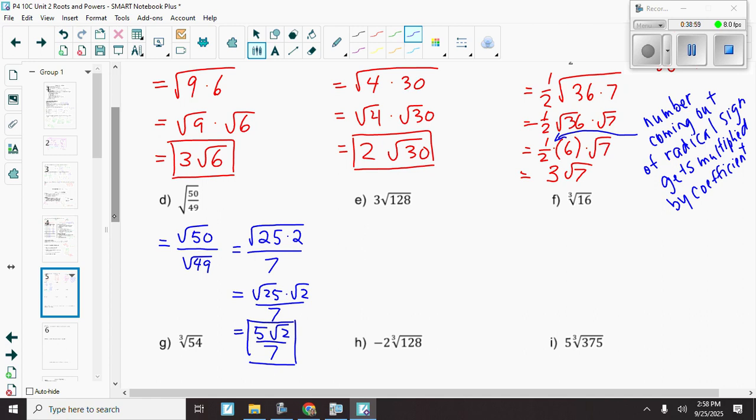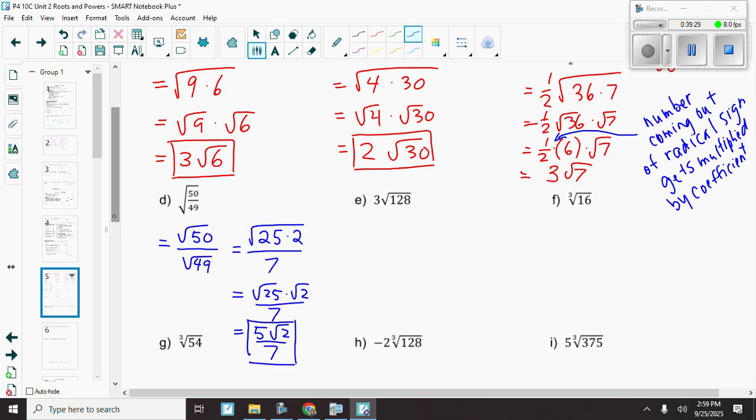Tell me one of the factors that you found that was a perfect square. 64. Okay, awesome. Was there one that was less than 64 that's still a perfect square? What did you find? 16. Okay, was there another one? Probably 4. We could do 128 divided by 4. So again, we had some options. We had the option of 4, 16, or 64.